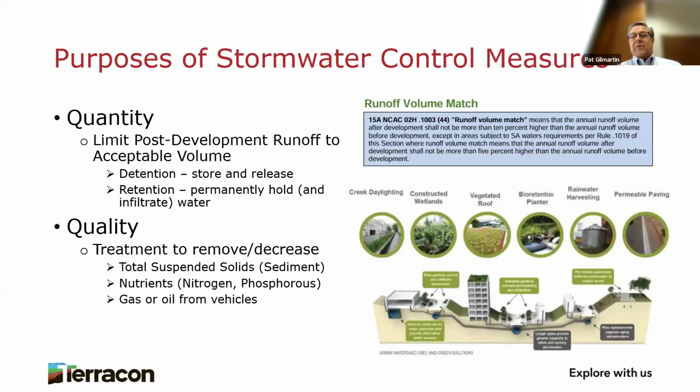The two main purposes of stormwater control measures are to control the quantity and quality of stormwater. One goal is to limit post-development runoff to an acceptable amount. And if you feel as a geotech I'm preaching to the site civils, please forgive me. That's not my intent. This can be done by detention or retention of stormwater. The other goal is to treat the stormwater to remove or decrease total suspended solids, nutrients, and other potential contaminants such as fuel and oil from vehicles.